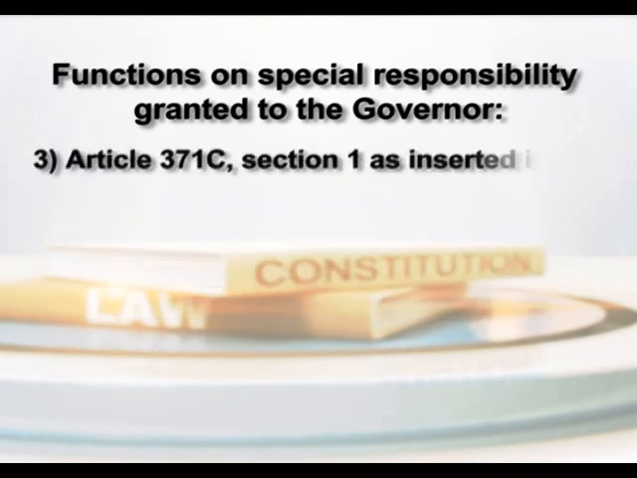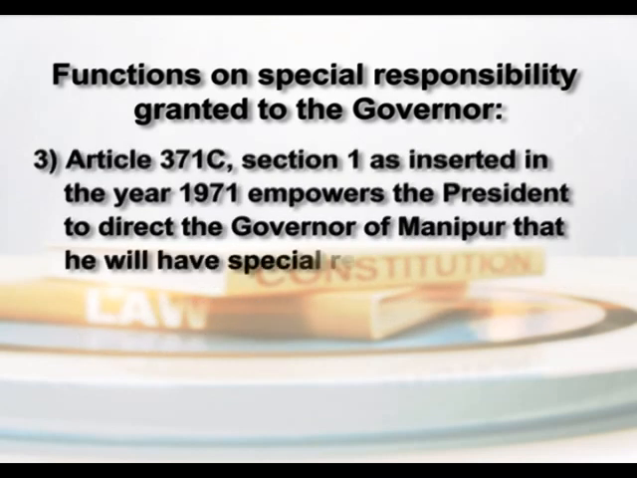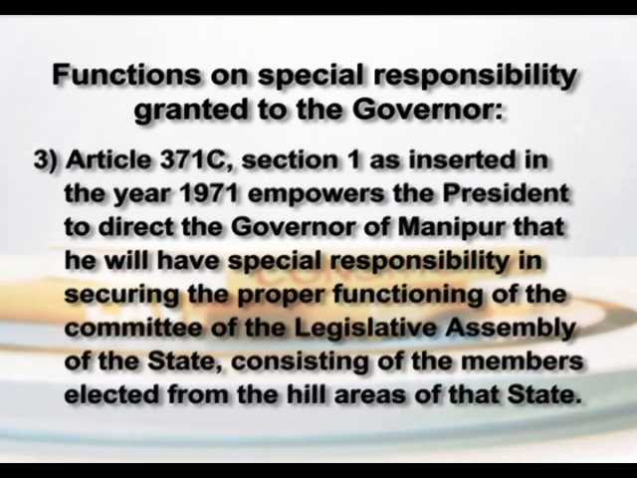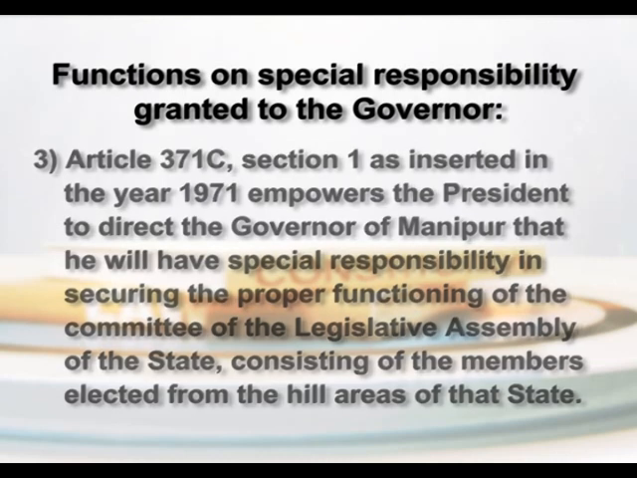Thirdly, Article 371C, Section 1, as inserted in the year 1971, empowers the President to direct the governor of Manipur that he will have special responsibility in securing the proper functioning of the Committee of the Legislative Assembly of the state, consisting of the members elected from the hill areas of that state.